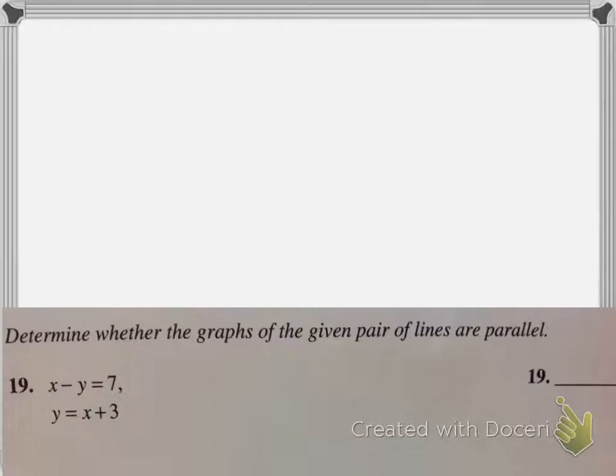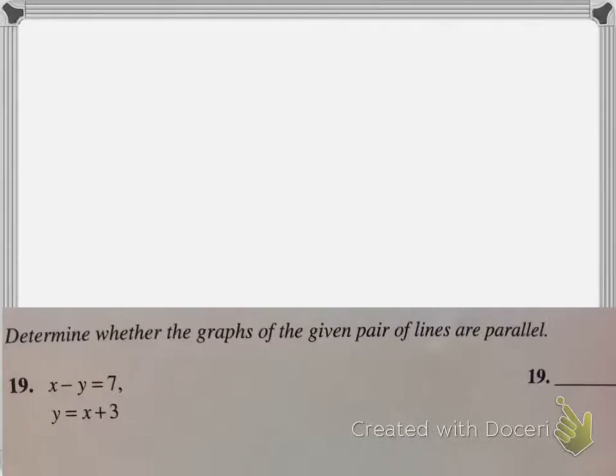Now let's look at a different type of problem. So instead of graphing, we're given two lines, x minus y equals 7 and y equals x plus 3. And it wants to know if the graphs are parallel. You don't have to graph in order to decide whether or not they are parallel.